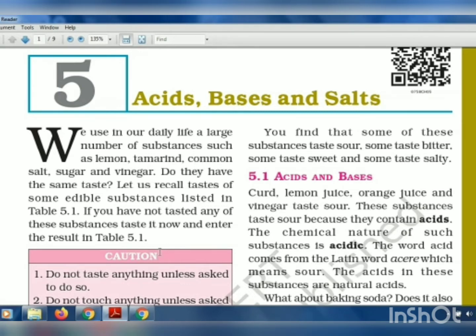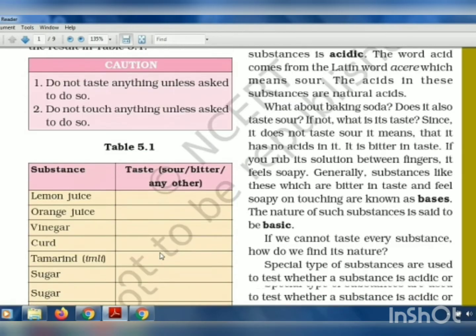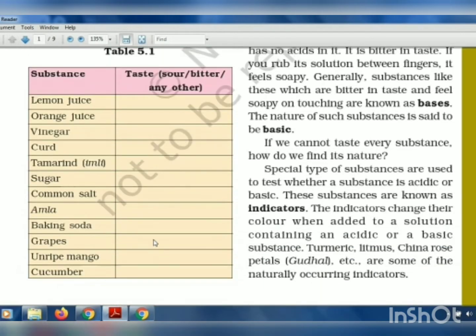So for example, in the table they have given, table 5.1, they have given you some substances and you have to write whether they taste sour, bitter or any other taste that you feel when you put it on your tongue. So this activity we will do it in our online classes. For example, we'll discuss some of them here.